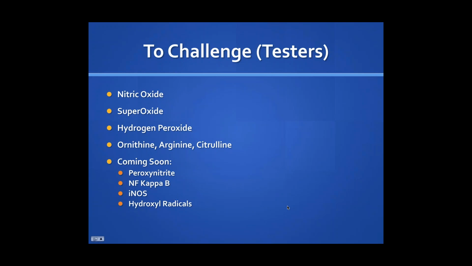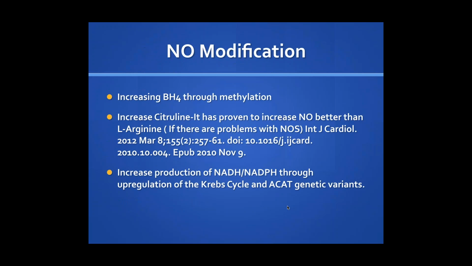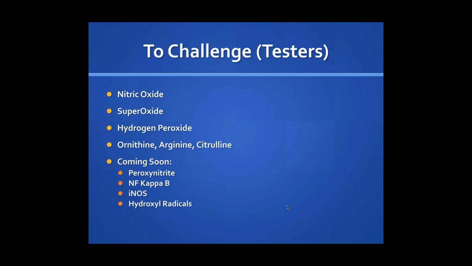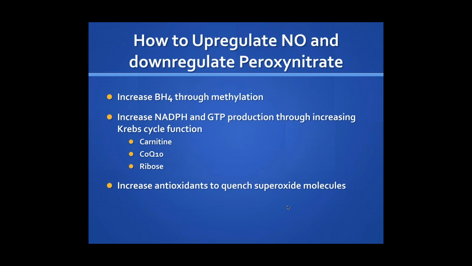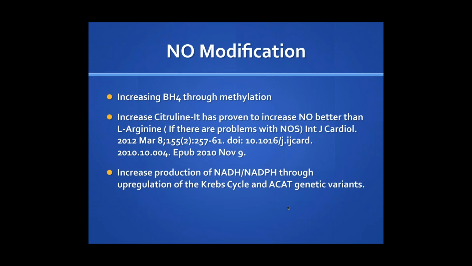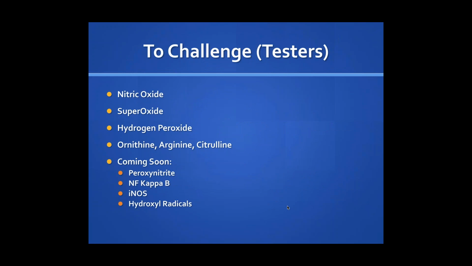I'm going to jump ahead here. Let's look at, I have a pathway on BH4 here. Okay, let me go back. So to challenge those of you that are kinesiologists and muscle testers, in your kit, if you have one of the kits, we have nitric oxide, superoxide, hydrogen peroxide, ornithine, arginine, and citrulline. And those can all help to challenge this pathway. We're also going to be adding peroxynitrites, NF-kappa B, inducible nitric oxide synthase, and hydroxyl radicals. So you can take a closer look at what's going on in this pathway.